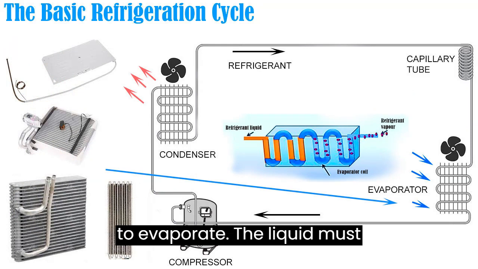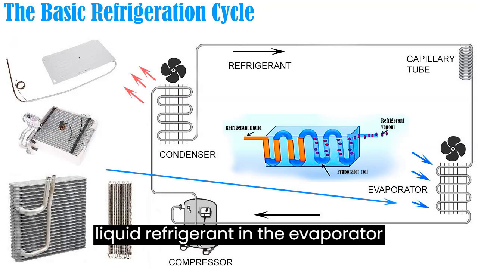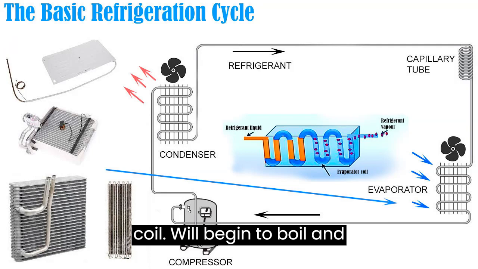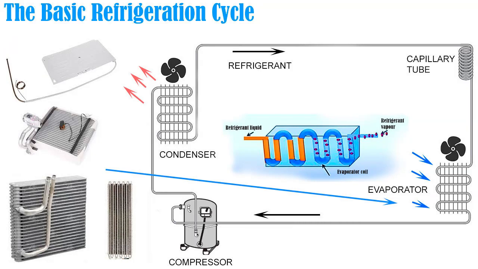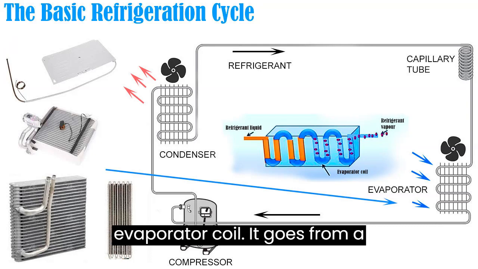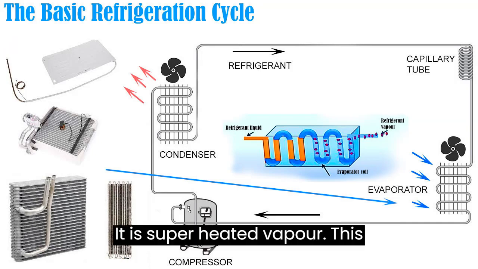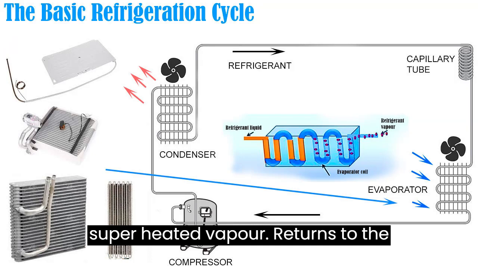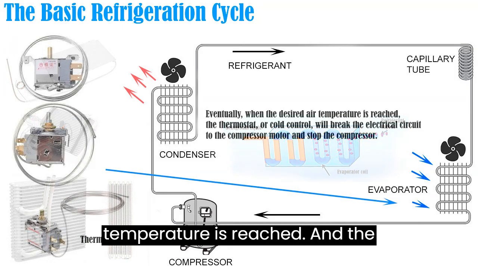Thus, the refrigerant tends to expand and evaporate. In order to evaporate, the liquid must absorb heat from the air passing over the evaporator coil. The liquid refrigerant in the evaporator coil will begin to boil and vaporize. This is called latent heat of vaporization. About midway in the evaporator coil, the state of the refrigerant is 50% liquid and 50% vapor. As the refrigerant moves through the evaporator coil, it goes from a saturated liquid to a more saturated vapor. When the refrigerant leaves the evaporator coil, it is superheated vapor. This superheated vapor returns to the compressor to begin the cycle over again.